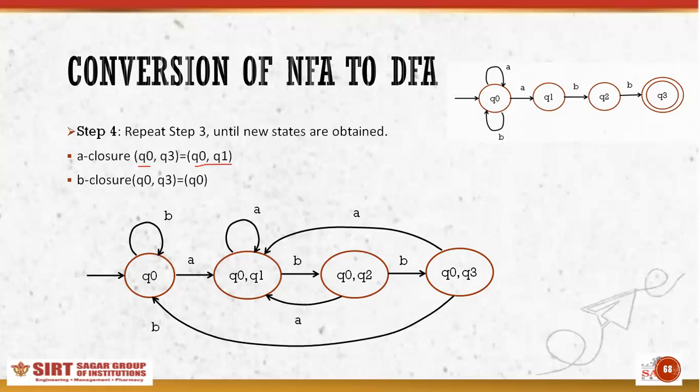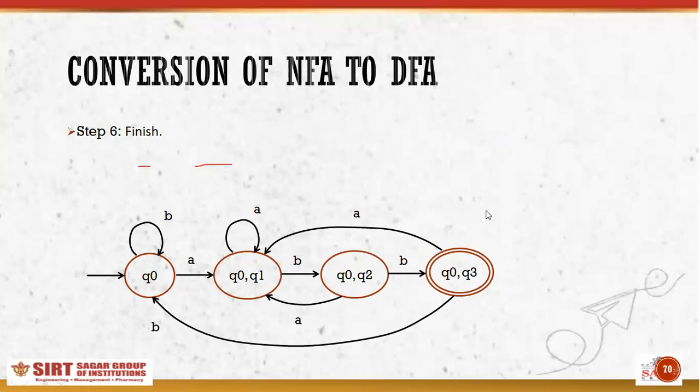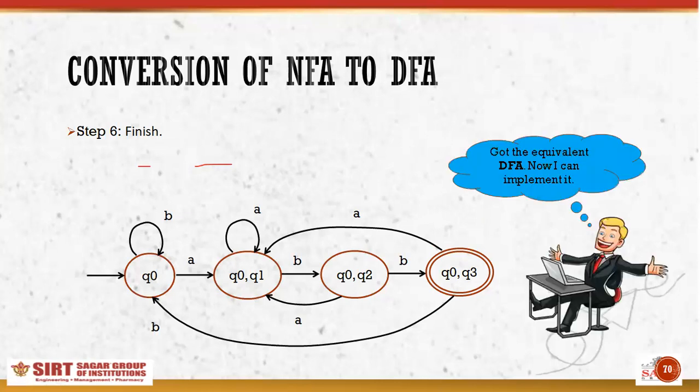My machine is about to complete. Now I have to decide what are the final states of my machine. So in the question machine, if you can see, only Q3 is the final state here. So wherever Q3 is coming in this answer machine, we will make that state final. There is only one state where Q3 is appearing, that is Q0, Q3. So we'll make this state the final state, and this is the machine which will be called the equivalent DFA of that machine which we have drawn in the first step.